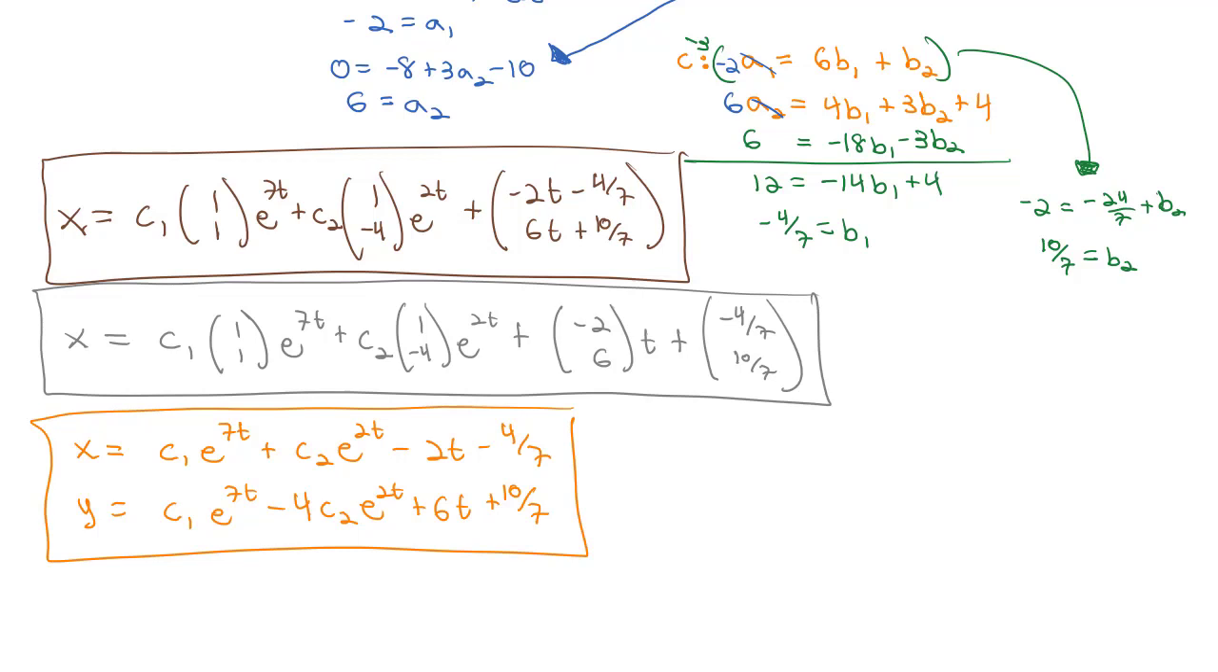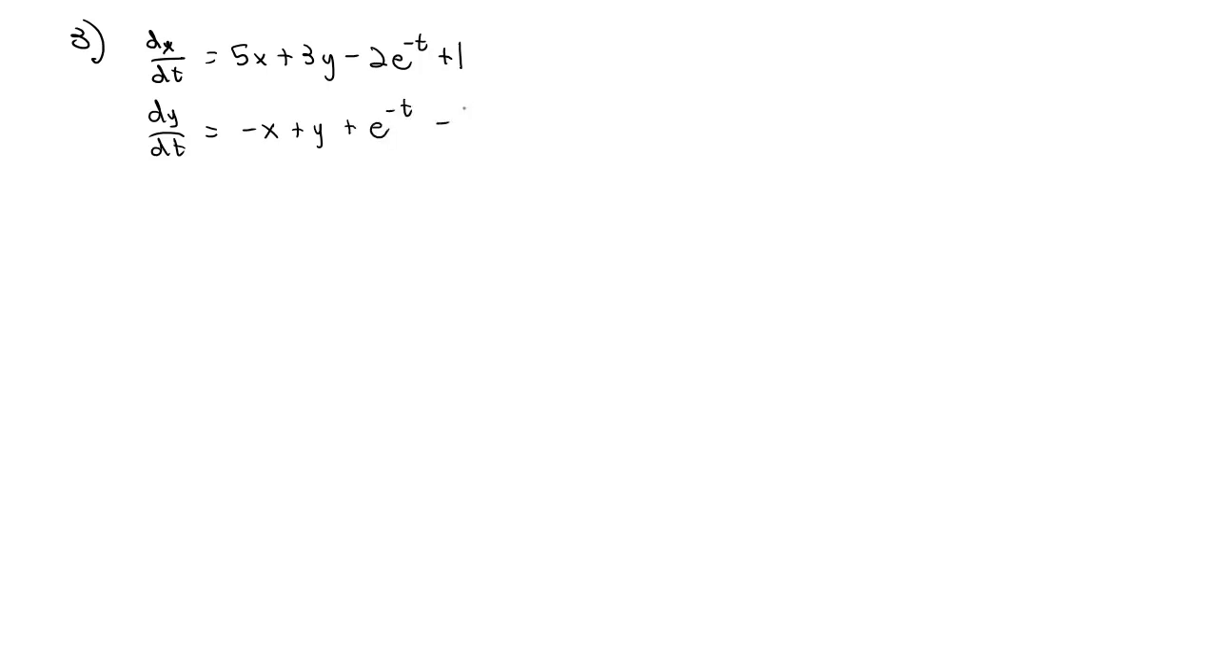Just for the sake of practicing to set up our x particular solution, I want to do one more example. And we're just going to set up the form of x particular because I think we're familiar enough with the process by now. Let's say we have dx dt is equal to 5x plus 3y minus 2 e to the -t plus 1. And dy dt equals -x plus y plus e to the negative t minus 5t plus 7.